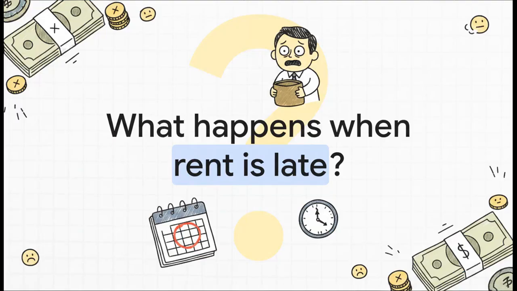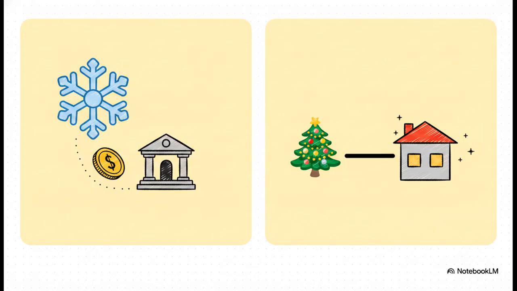We understand the theory now, so let's put these two lenses into a direct, head-to-head stress test. We're going to see how the exact same real-world events look entirely different depending on the accounting method you choose. Let's start with a classic landlord headache. What happens when rent is late? This brilliantly illustrates the core difference.